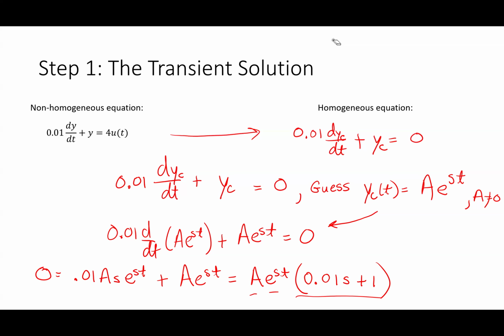So that tells me that what has to be true is that 0.01 s plus 1 equals 0, or that s has to be what? Has to be negative. Yeah, negative 1 over 0.01, which will be negative 100. This thing right here, we sometimes call the characteristic equation.